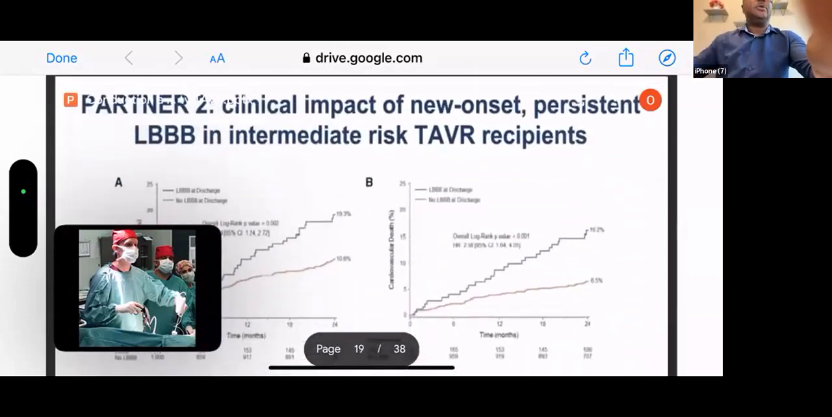So the next slide is just looking at a subpart of the partner two trial, which looked at the clinical impact of new onset persistent left bundle branch block in intermediate risk patients, because partner two dealt mostly with intermediate risk TAVR patients. So you can see from here that if a patient developed left bundle branch block at discharge, this one is at discharge. Usually when we do the TAVR here in America, if they're very stable, they go home the next day. If they are not that very stable, we keep them longer, maybe 2 or 3 days, and then decide if they need a pacemaker. But if a patient developed left bundle branch block and was discharged, it has been shown that they have also increased all-cause mortality and also increased cardiovascular death. That is death due to cardiovascular causes.